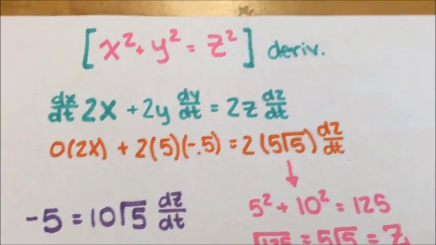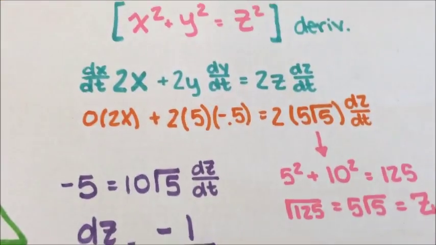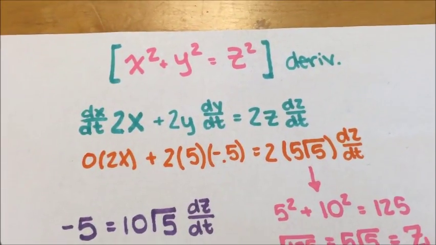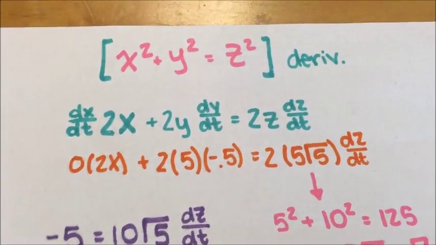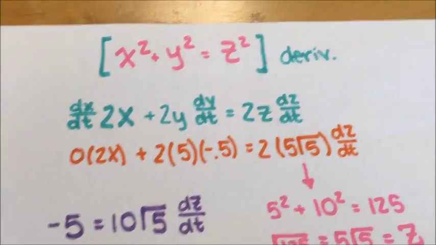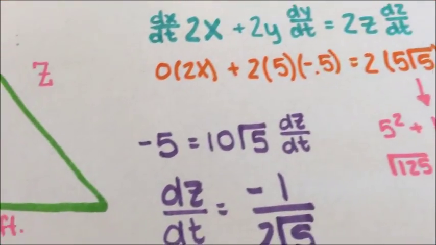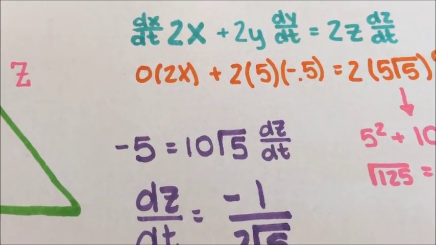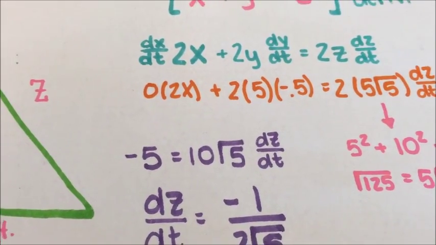And now, this is where it gets really tricky. We only know z. We don't know dz over dt, so just substitute in 5 root 5 for z. Once you multiply everything out and put everything in place, you get negative 5 is equal to 10 root 5 times dz over dt.